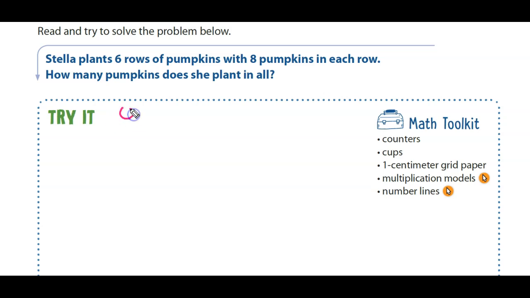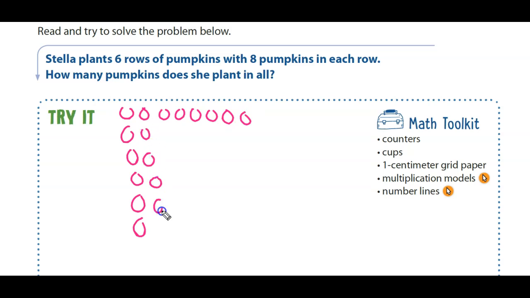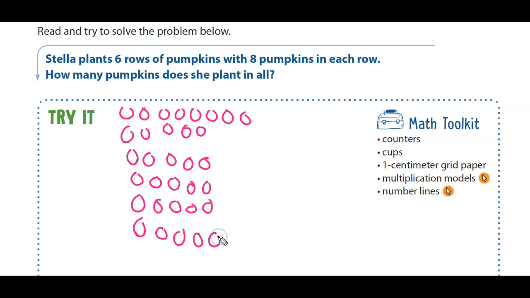So she did 6 rows: 1, 2, 3, 4, 5, 6. And then 8 in each row, right? 1, 2, 3, 4, 5, 6, 7, 8. This is column 5, column 6, column 7, and column 8. So 6 rows with 8 each.